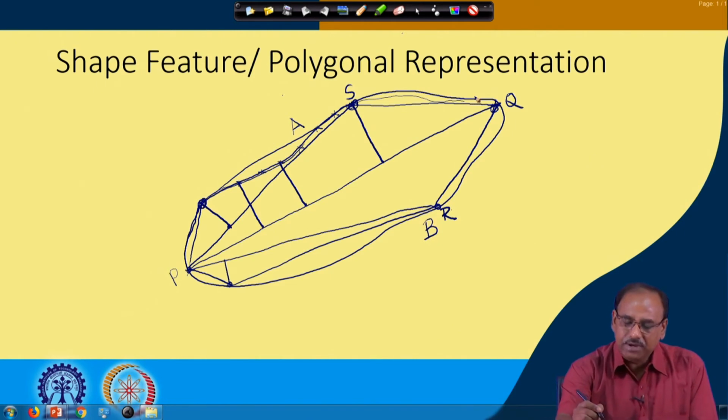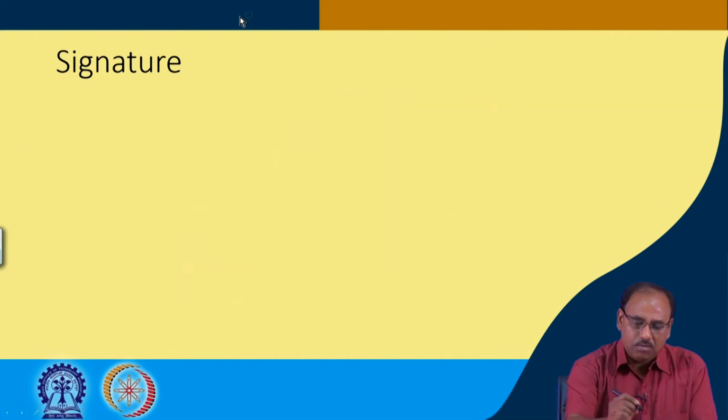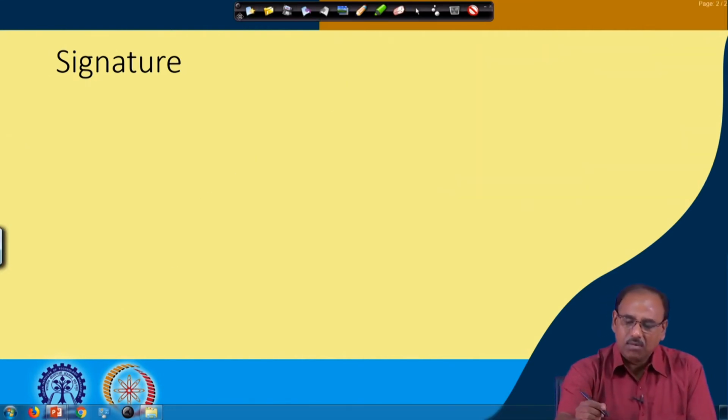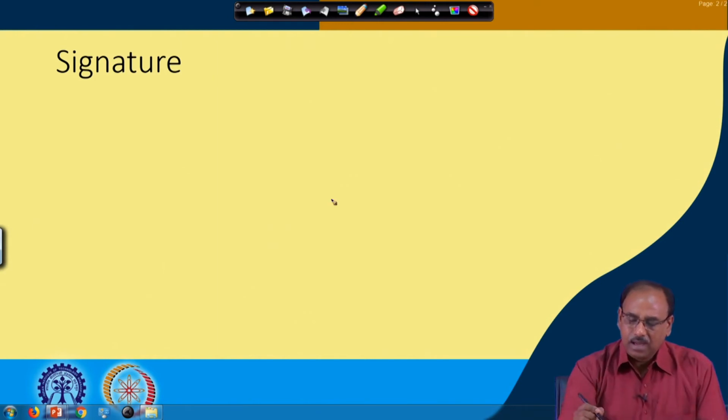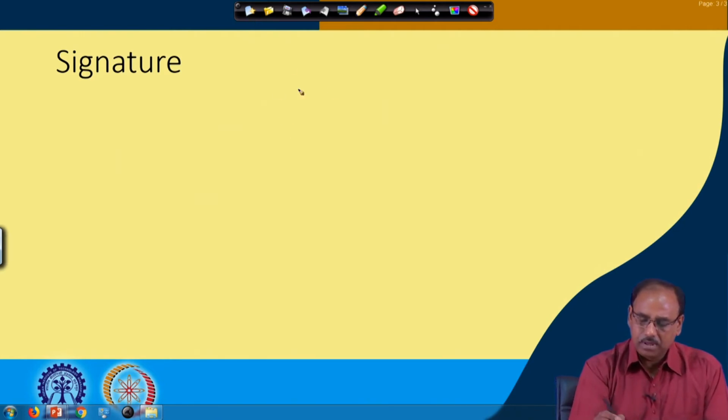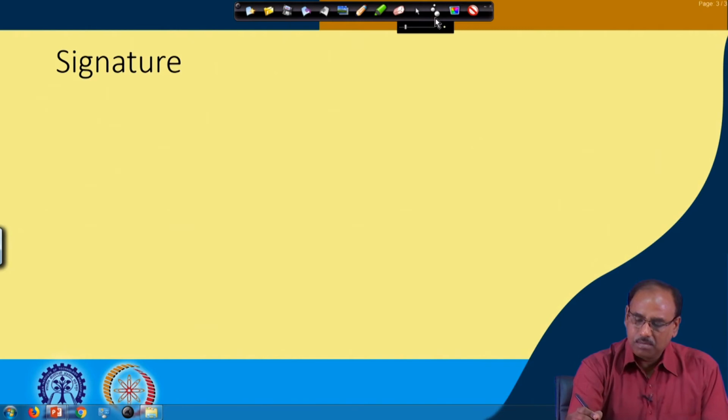The next kind of features that we can obtain is what is known as signature. So, to see what is a signature, let me take a very simple shape which is a square.